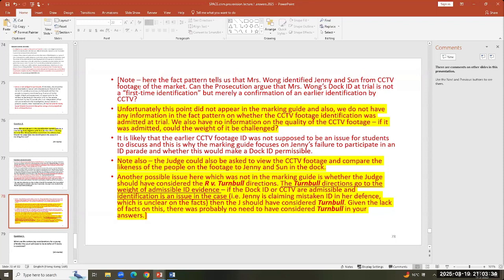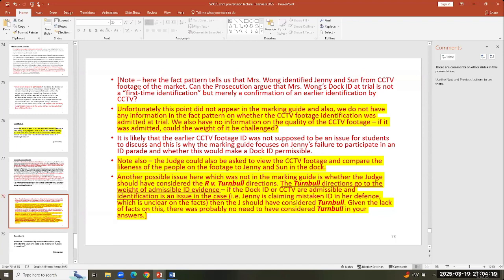But it seems quite strange that she would identify them from CCTV footage unless she already knows them, right? It's not clear, and there was no comment in the marking guide about the CCTV footage. So we don't know whether the CCTV footage was actually admitted at trial. And we have no information on its quality. Usually CCTV footage is of pretty poor quality, so even if it is admitted, could we challenge the weight to be attached to it?